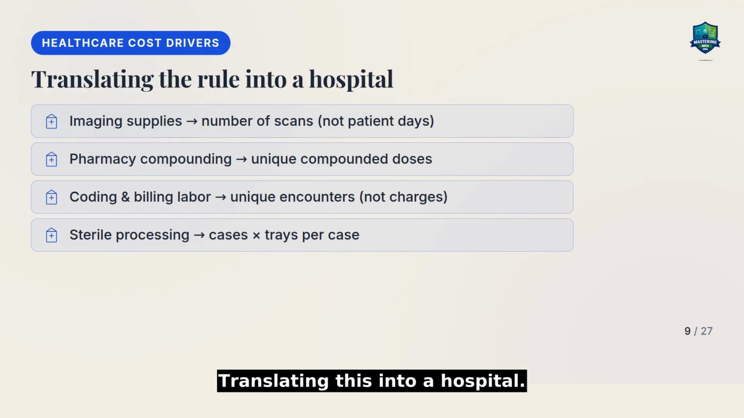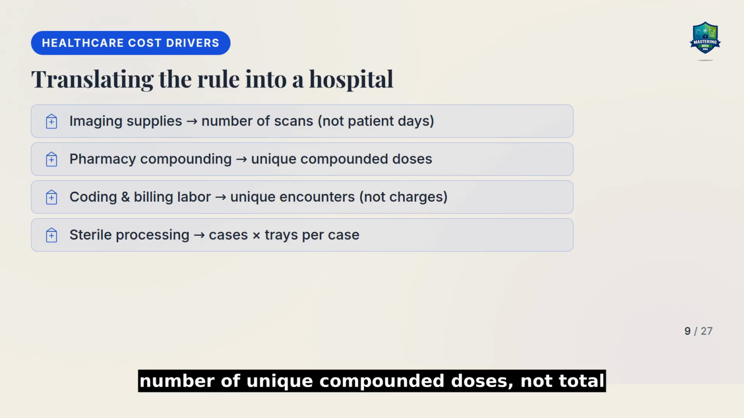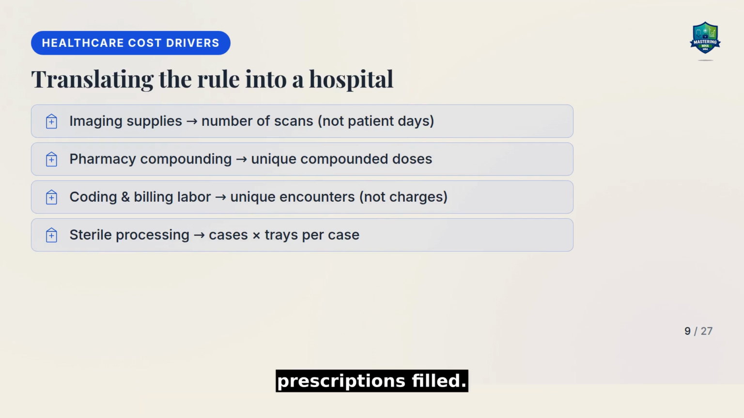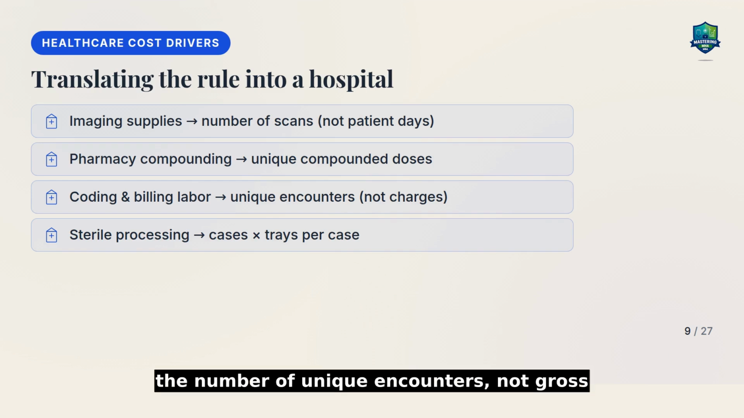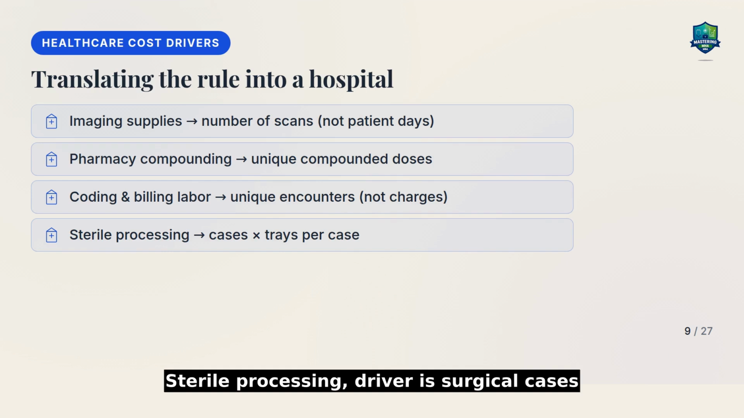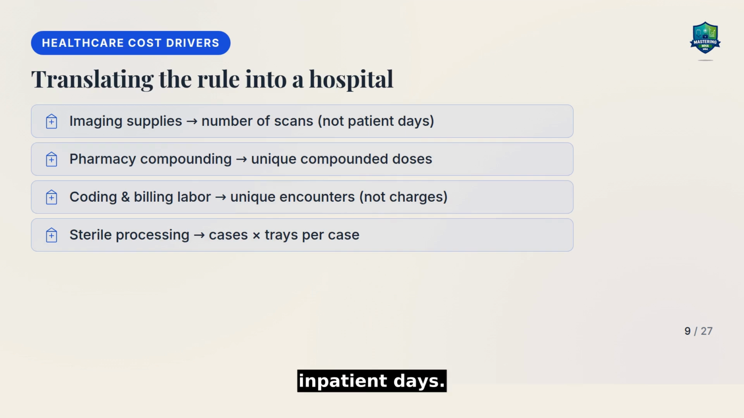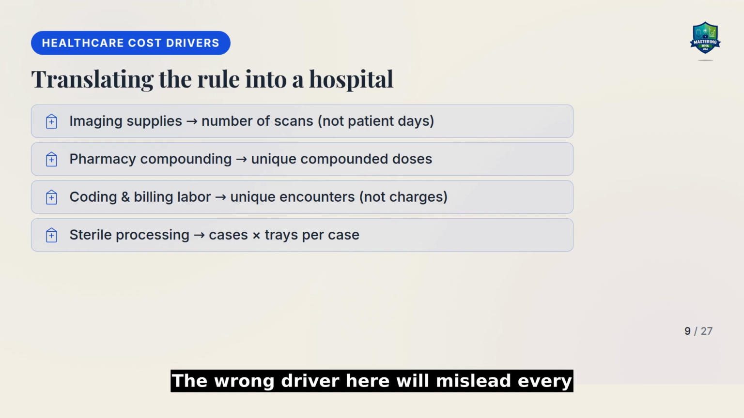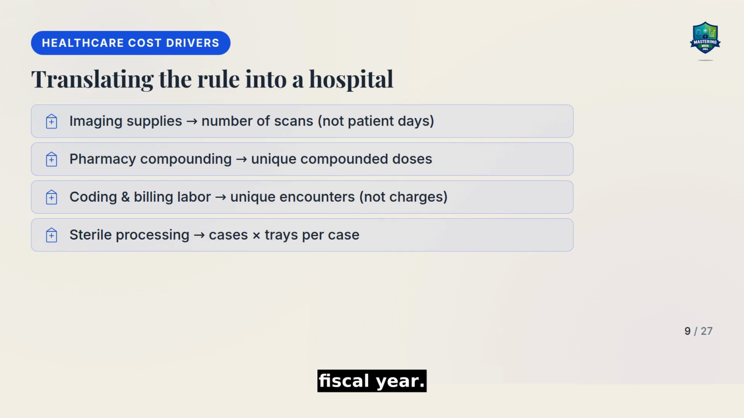Translating this into a hospital: imaging supplies, the driver is number of scans, not patient days. Pharmacy compounding labor, driver is the number of unique compounded doses, not total prescriptions filled. Coding and billing labor, driver is the number of unique encounters, not gross charges, because the work is per encounter. Sterile processing, driver is surgical cases times instrument trays per case, not total inpatient days. The wrong driver here will mislead every budget meeting for the rest of the fiscal year.